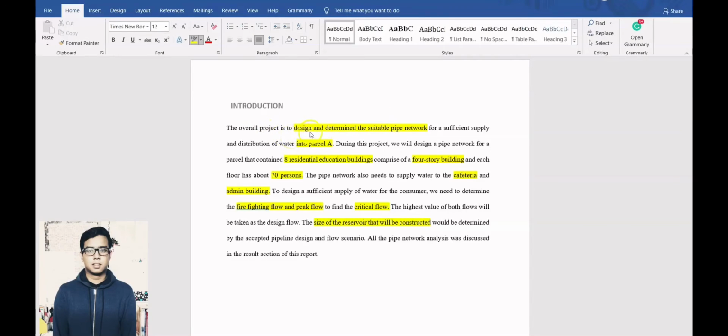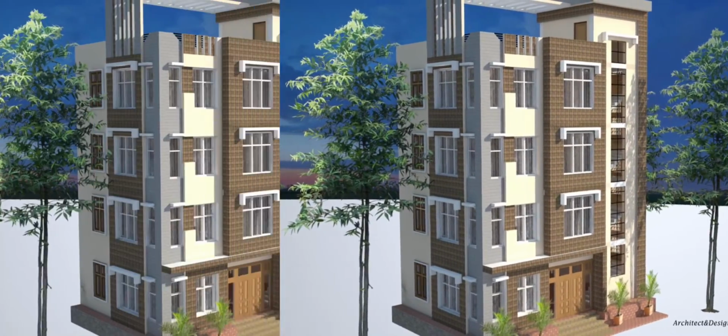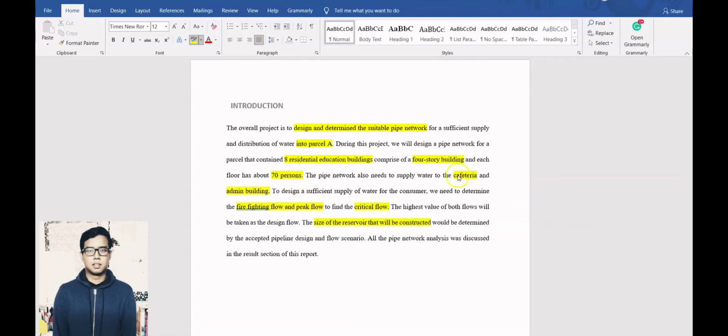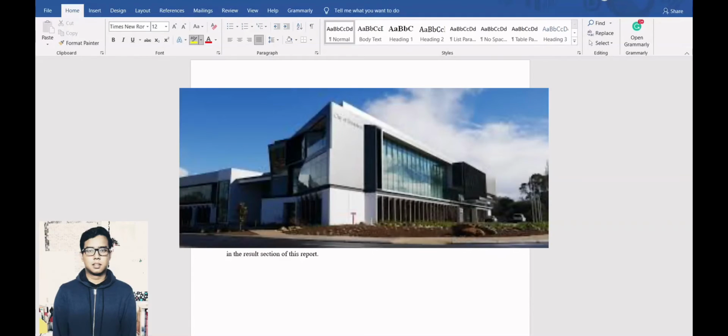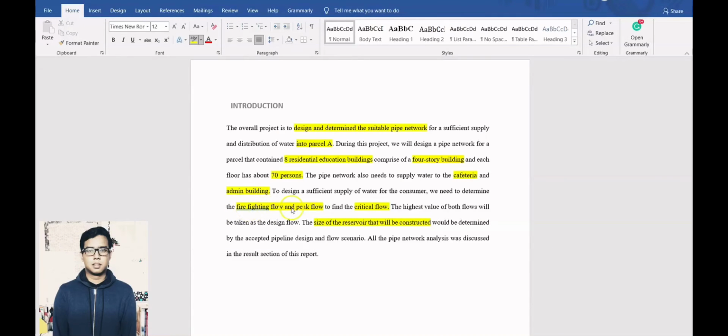Assalamualaikum. In this project, we have to design and determine the suitable pipe network to supply water into Parcel A that contains 8 residential educational buildings, 4-story buildings, and we assume each floor will be 70%. They also have a cafeteria and an admin building. So we have to determine the firefighting flow and peak flow to find the critical flow. The size of the reservoir will be constructed based on the pipeline design and also the flow scenario.